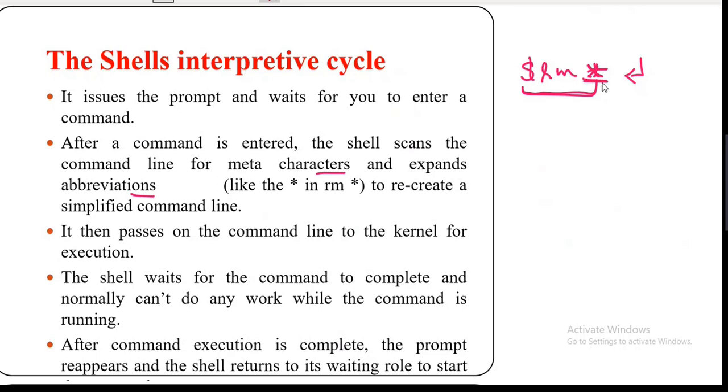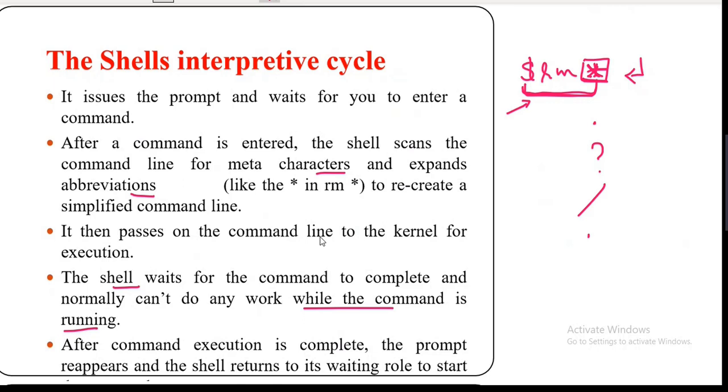So first, the shell always identifies whether any meta characters are specified or not. Not only asterisk, you also have dot, question mark, escape character, single quote, all those things. Those are all called meta characters. Then the shell waits for the command. The kernel is going to perform this operation. It is going to run this command, and whatever predefined operation is specified for the asterisk, it is going to apply on this command, and that is executed by the kernel. Till the kernel executes this, the shell will be waiting for the output. The shell waits for the command to complete and normally cannot do any work while the command is running.